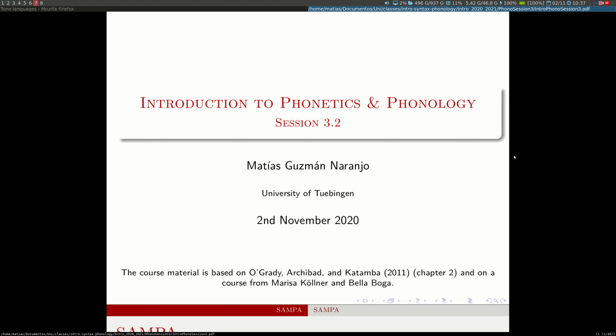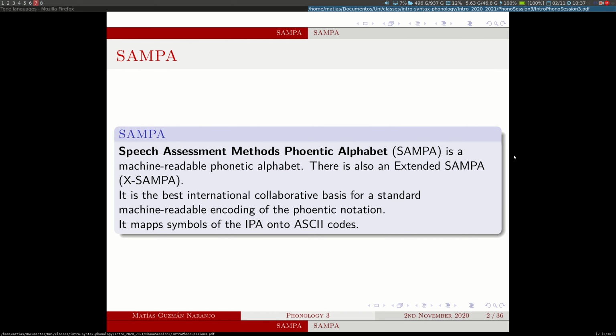Everyone, this is the second part of the third session. I'm going to talk about some small topics very quickly. The first one is Sampa and Xampa.